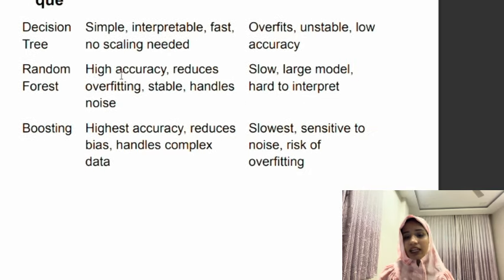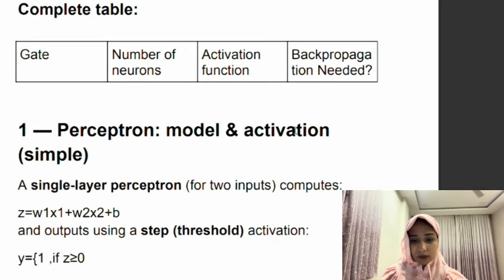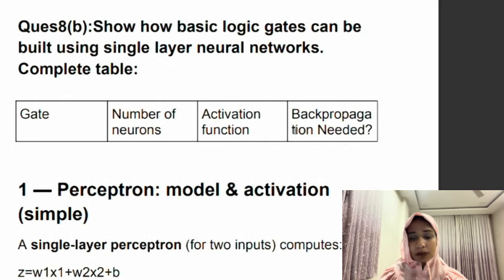So what is the summary if we see the comparison table? Decision tree: simple, interpretable, fast, no scaling is needed. Weakness is overfit, unstable, low accuracy. Random forest: high accuracy, reduces overfitting, stable, handles noise. Weakness: large model, hard to interpret. And boosting: high accuracy, reduces bias, handles complex data. Weakness: slowest, sensitive to noise, and risk of overfitting. So this is part A of question number 8.